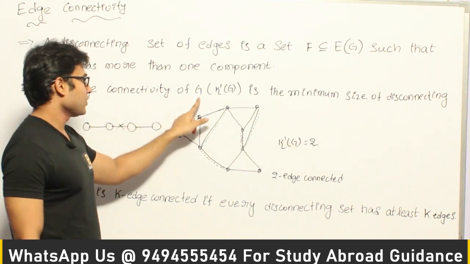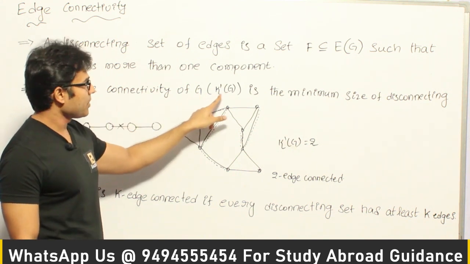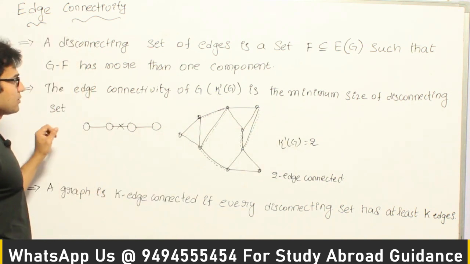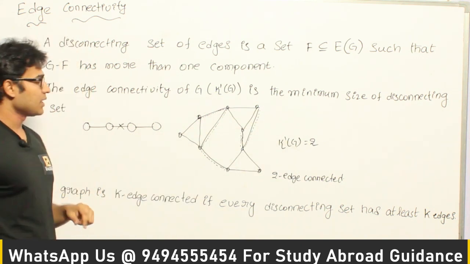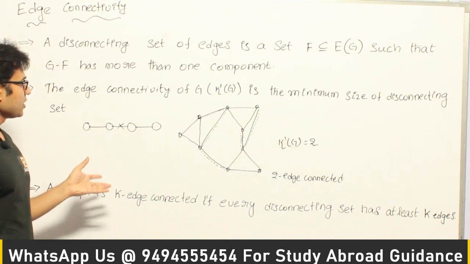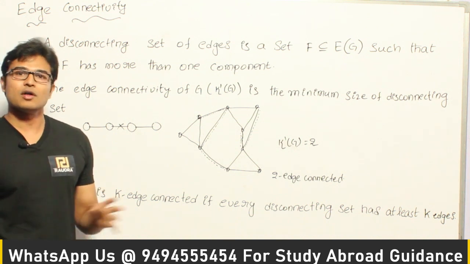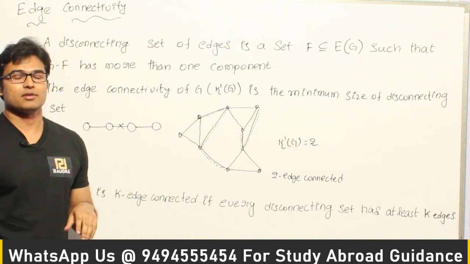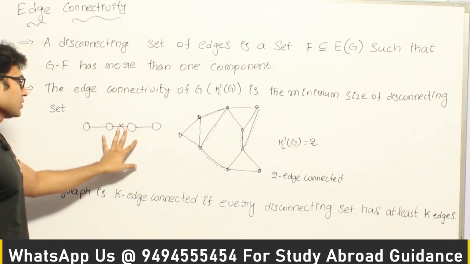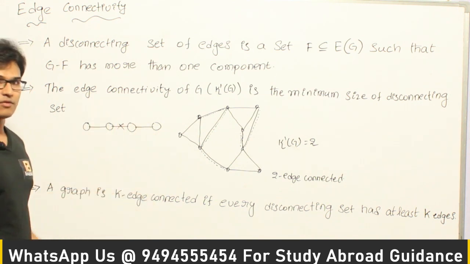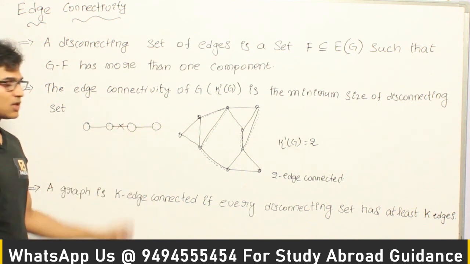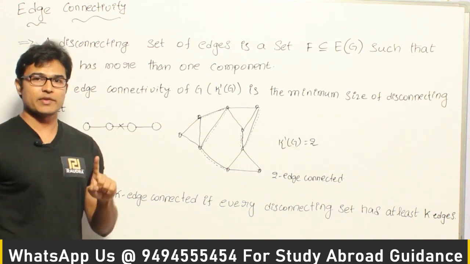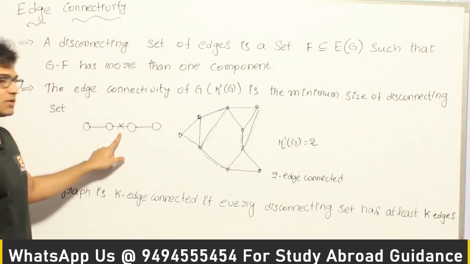The edge connectivity of a graph G, represented by kappa dash of G, is the minimum size of a disconnecting set. Sometimes you will be able to disconnect a graph by removing all the edges, true, but that is not going to be the minimum one. Now try to find the minimum. In this example, you could have disconnected the graph by deleting all the edges, or any two edges, or any one edge, right? Now what is the minimum in this? One edge. Therefore the edge connectivity of this one is 1.